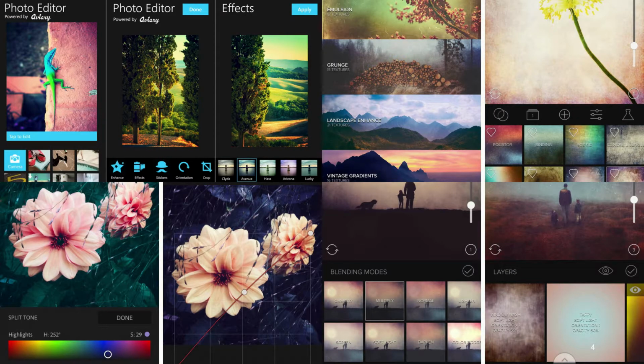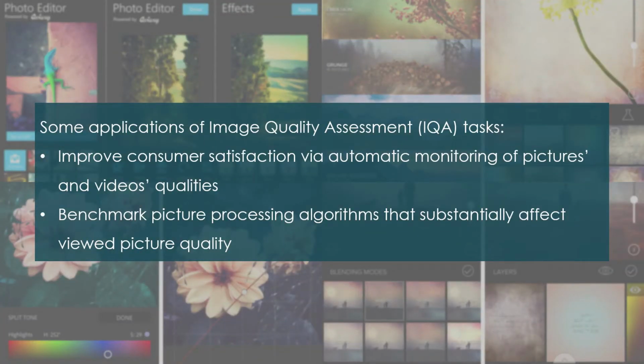Image quality assessment (IQA) tasks have become increasingly important with the rising use of imaging devices and image editing applications such as Photoshop. IQA can be used to improve consumer satisfaction via automatic monitoring of the qualities of massively distributed pictures and videos and to perceptually benchmark picture processing algorithms such as compression engines, denoising algorithms that substantially affect viewed picture quality. Despite having several existing IQA algorithms, they usually only evaluate the degradation or aesthetic aspect of an image.